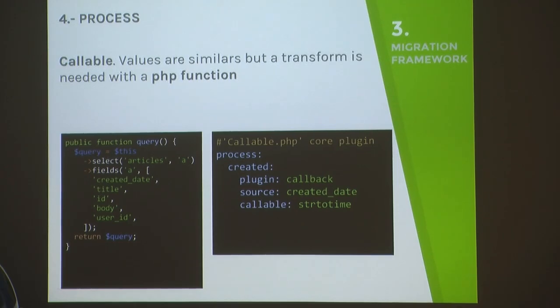Callable. Values are similar, but I need to execute a PHP function. This is the plugin. This is the field of Drupal 8. The plugin is callable, and source created date is this field from the query. And I call here strtotime. You can add your PHP function.